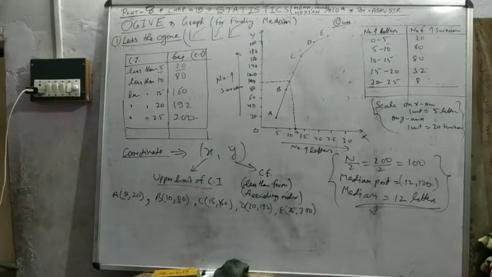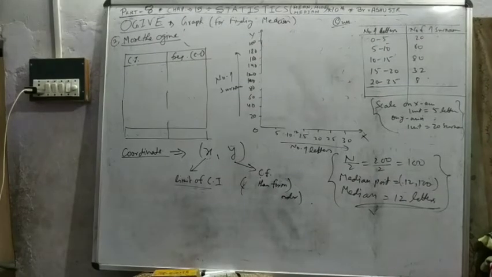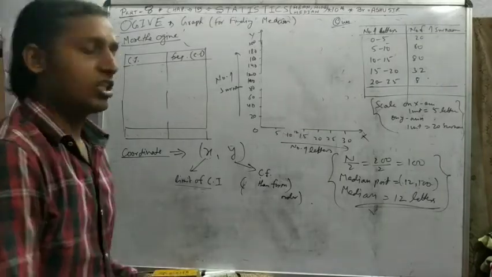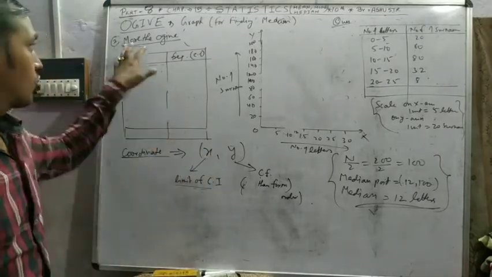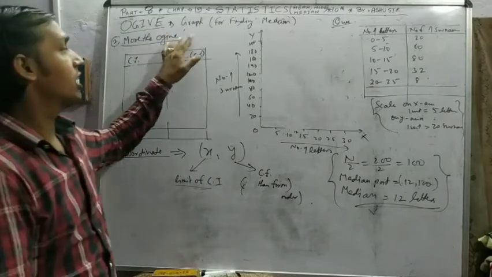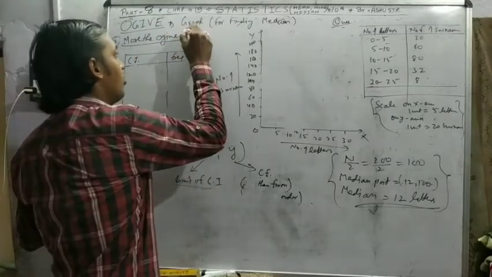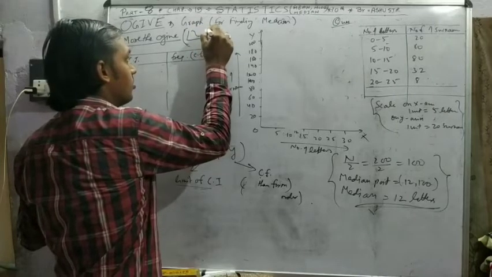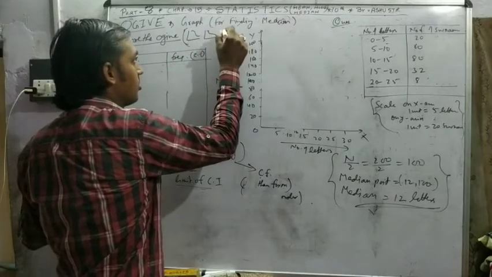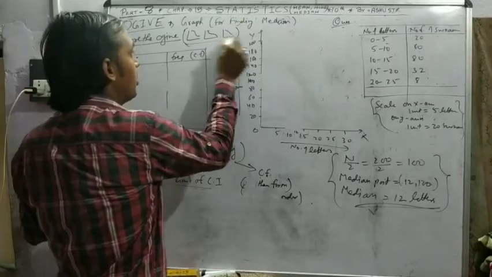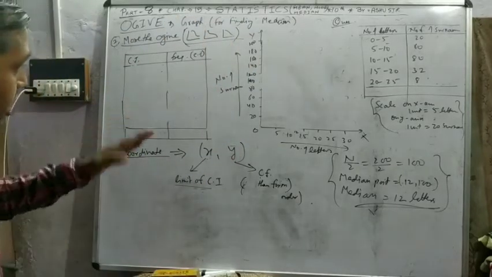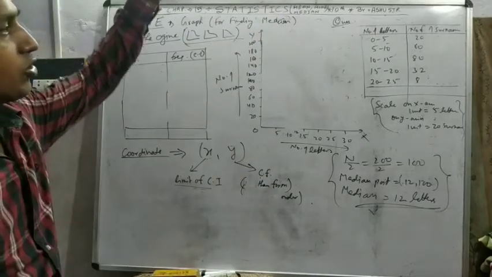So pause and note it down. You can see there is not much change for the more than ogive, only some data changes, because more than ogive is always in descending order form. This graph looks like this. It means from top to bottom. In less than it is the upper side, and in more than it is the downward side.